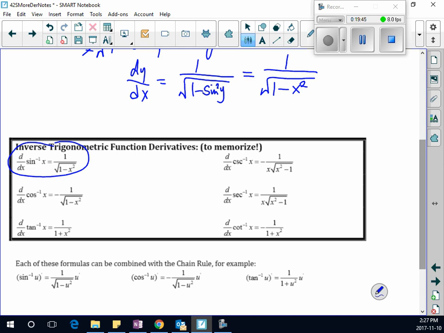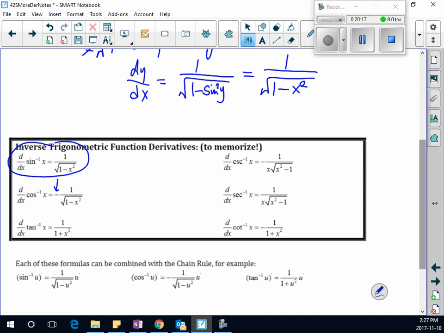The derivative of inverse cosine is very similar, except what's the only difference here? This negative sign. We don't have a negative, so make sure you put that in. The derivative of inverse tan, it goes in front of the fraction. I don't know why it didn't show up, so make sure you put that in. The derivative of inverse tan is 1 over 1 plus x squared.